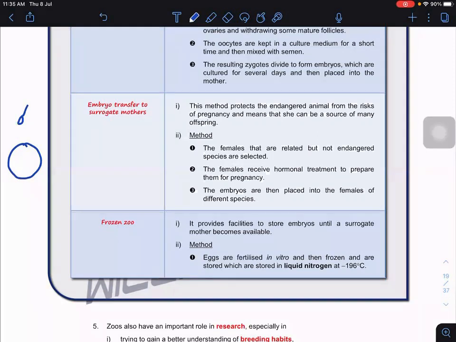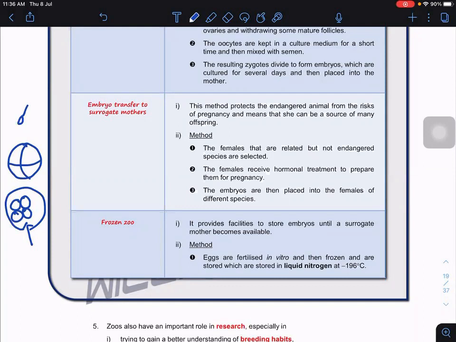But when fertilization takes place, because of the division, they form the embryo. So the embryo is actually very small. Instead of one cell, because of the divisions, it forms small cells like this. These small cells have a large surface area to volume ratio. We will be able to freeze them in liquid nitrogen until we have a suitable surrogate mother, and then we thaw it and transfer it to the surrogate mother. So this is called the frozen zoo.